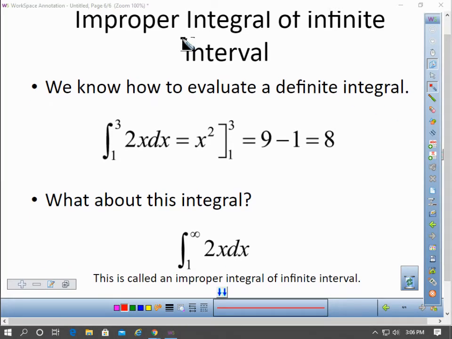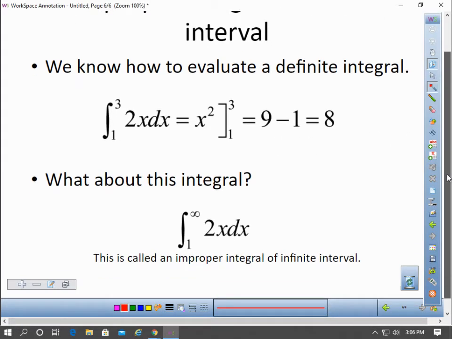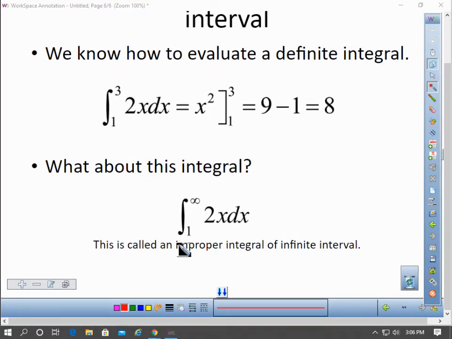First of all, what is an improper integral of infinite interval? All right, so we know how to evaluate a definite integral like this, right? We know how to integrate from 1 to 3, 2x dx. That's going to be the antiderivative x squared. And we know we're doing from 1 to 3. So then we're going to do the fundamental theorem, and we're going to get 3 squared minus 1 squared, which would be 9 minus 1, which is 8. Okay? So what about this integral down here?